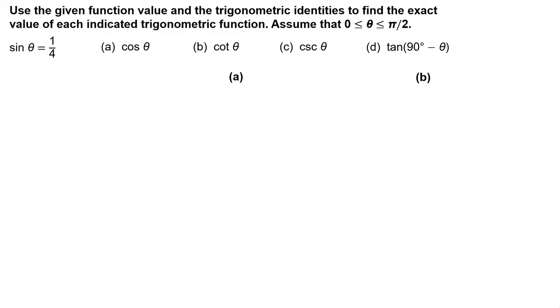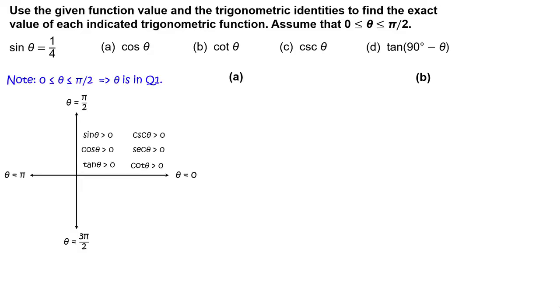Part A, find cosine of theta. Part B, find cotangent of theta. Part C, find cosecant of theta. Part D, find tangent of the quantity 90 degrees minus theta.